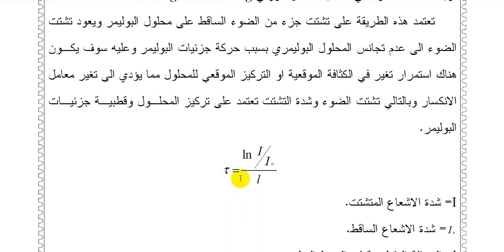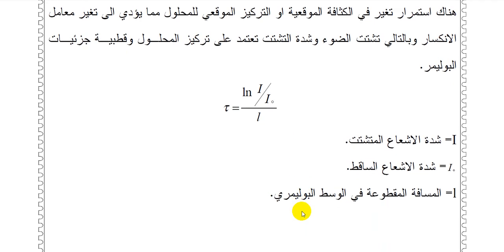The given equation gives the empirical arithmetical optimization for the turbulence coefficient, as you can see right here. The turbulence coefficient is expressed by tau, the Latin letter, and equals ln I naught over I, divided by L.